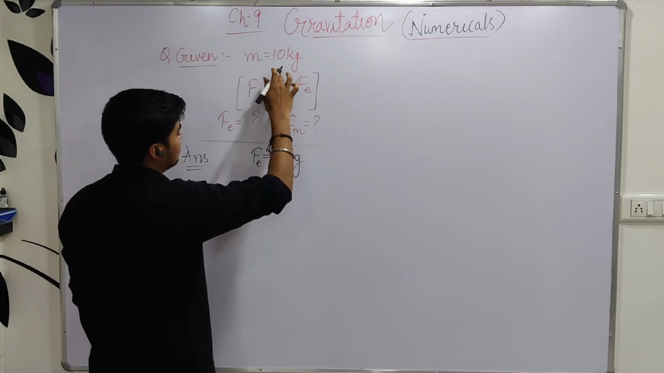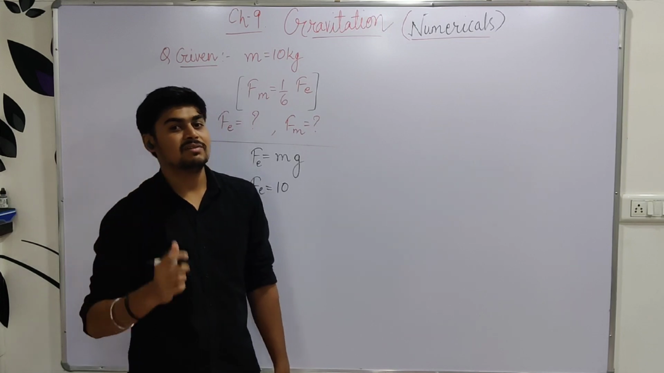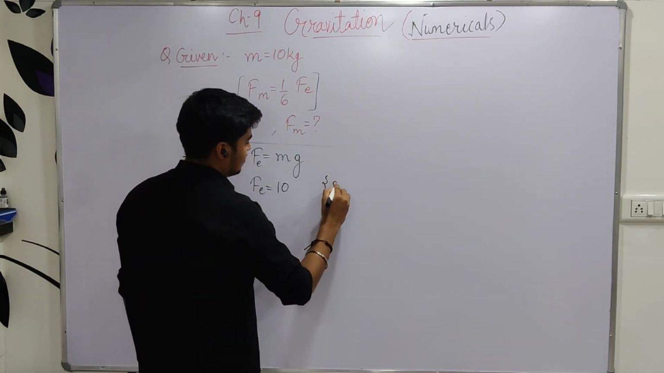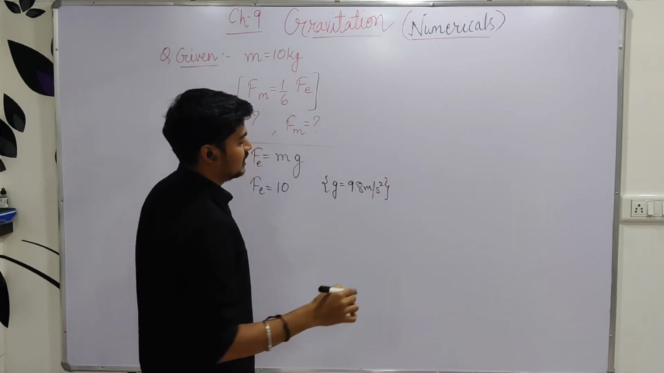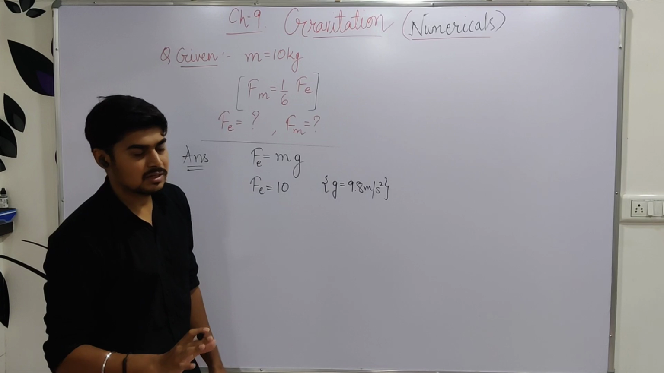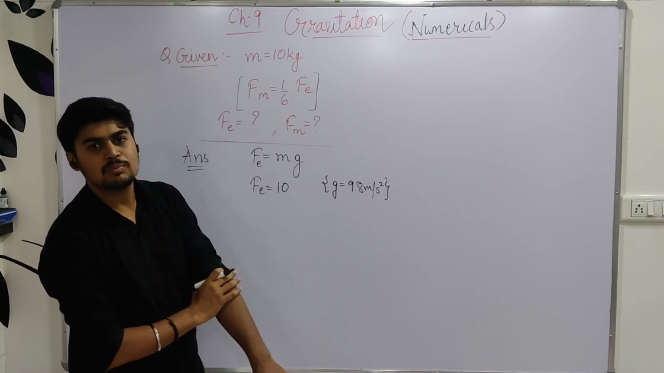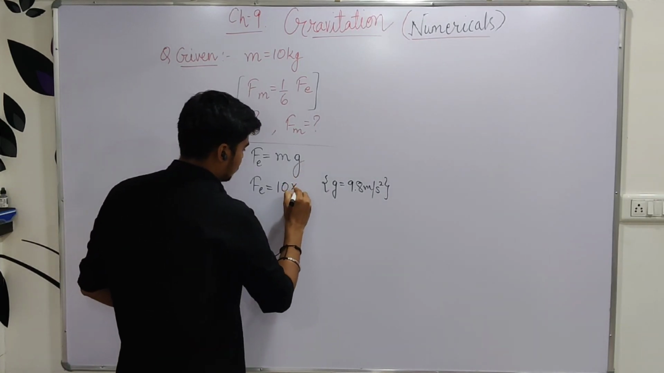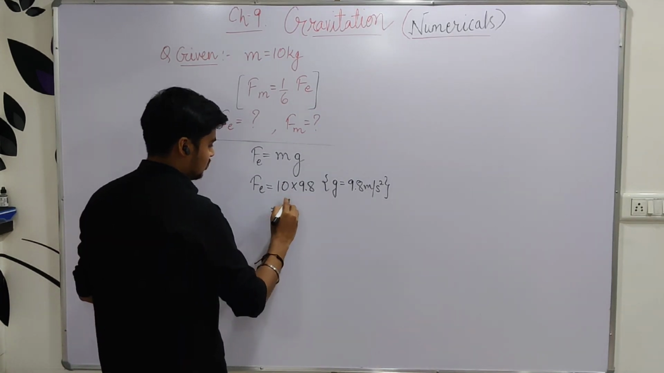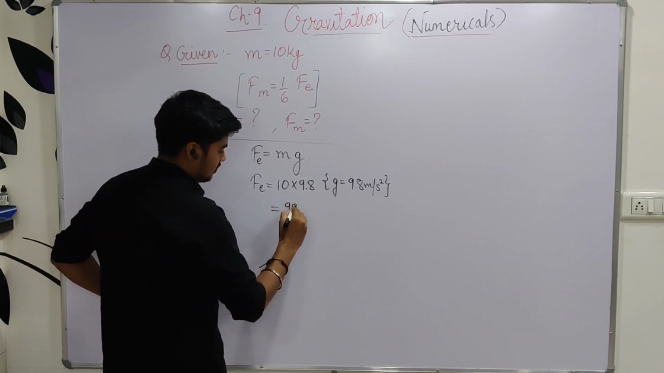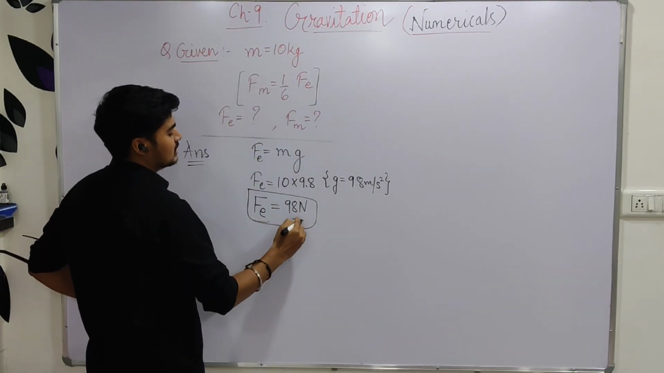Fe is equal to mass given as 10 kg. Now the confusion arises about what value of g I will take. I already told you that constant g we will take as 9.8 meter per second square. In a few cases you can take 10 meter per second square, but as of now, for your class, most probably you have to use 9.8 only. You can take 10 also, but then your answer will be mismatched. So go with 9.8 only. Okay, 10 multiplied by 9.8 will be 98 Newton. So the force exerted by earth on an object of mass 10 kg is 98 Newton.